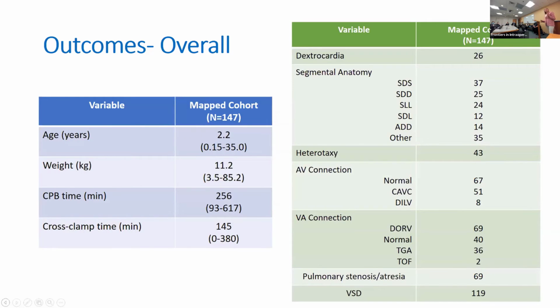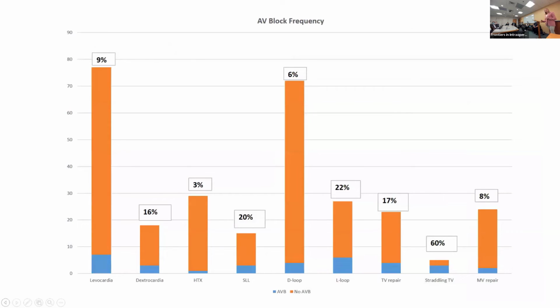Most kids, the median age is just around 2 years old and around 11 kilos. I won't go into too much, but just mention that 43 of these patients had heterotaxy. So we have a relatively high percentage of heterotaxy that we mapped, about 30%. This is just briefly looking by lesion or by specific anatomic subset. I'm sorry, this is probably a little hard to see. It shows the percentage in that particular category that have had heart block.